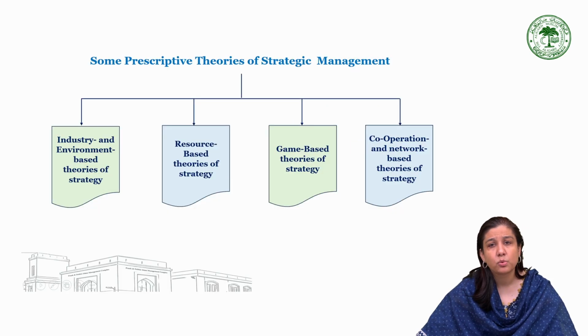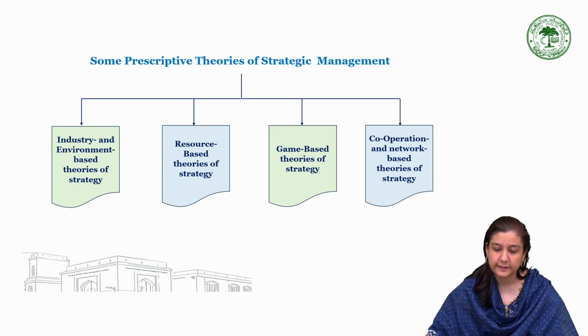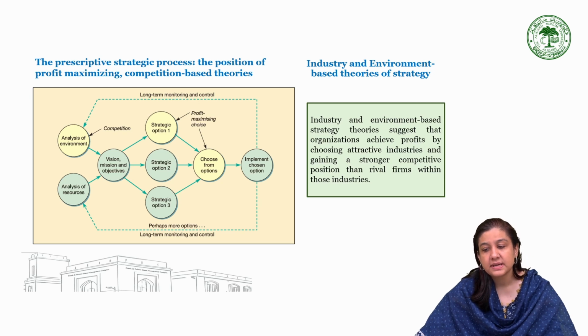Several theories support the prescriptive approach of strategic management. These theories include industry and environment-based theories, resource-based theories, game-based theories, cooperation and network-based theories. Each theory focuses on a different aspect of strategy formulation. Together, these theories provide a comprehensive understanding of how organizations create competitive advantage. So let us discuss each theory individually. Let us begin with industry and environment-based theories of strategy.